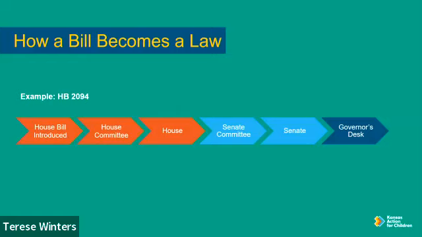Sometimes, though, there are what are called companion bills, which is basically the exact same piece of legislation going through the House and the Senate at the same time. If it gets through both chambers clean, meaning there are no amendments and no changes to the language in either chamber, then it makes the process go a little bit faster, because instead of having to go through the whole process again, it already has.